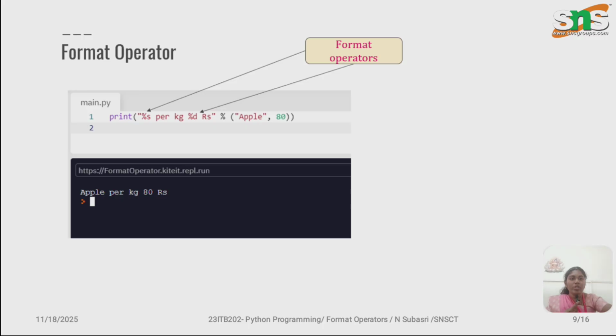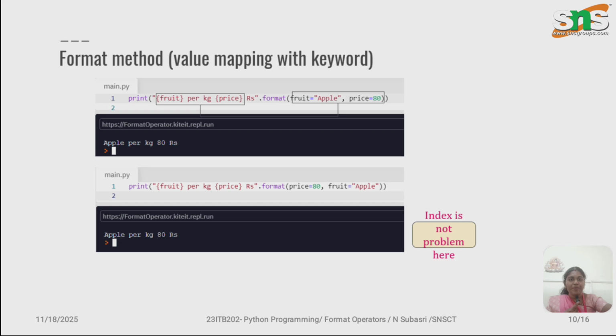Next, moving on to the format operator, we have different types of format operators, which you denote with the help of the percentage symbol: %s, %d, %i, %r. So we have so many format operators. In this, we have only used %s for string and %d for the integer type, which we are going to use here.